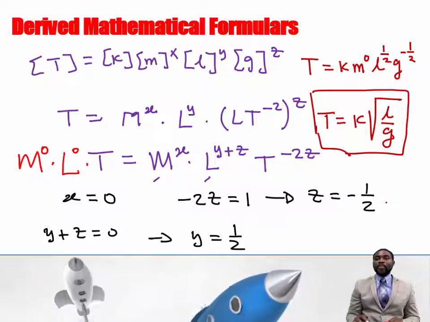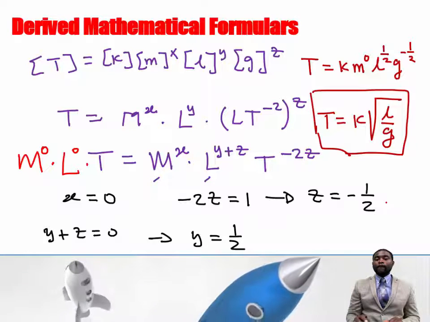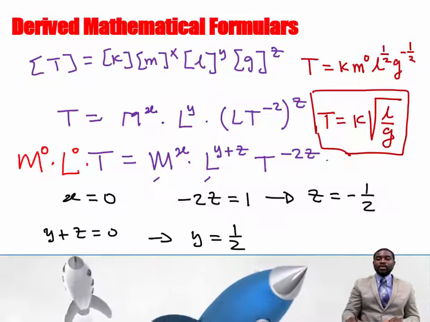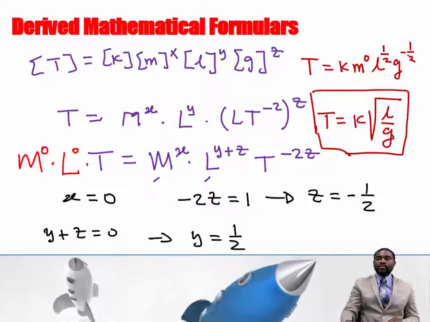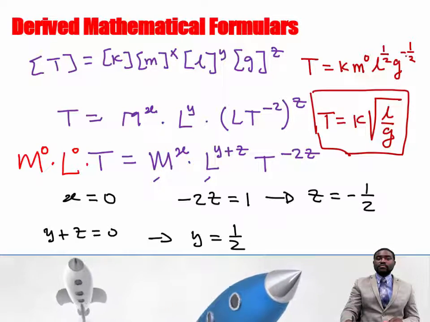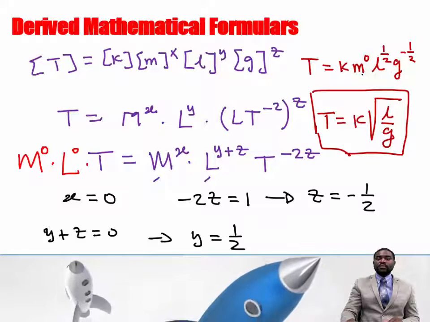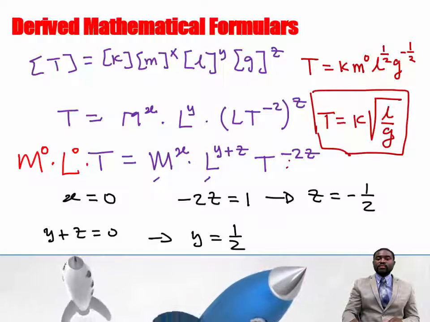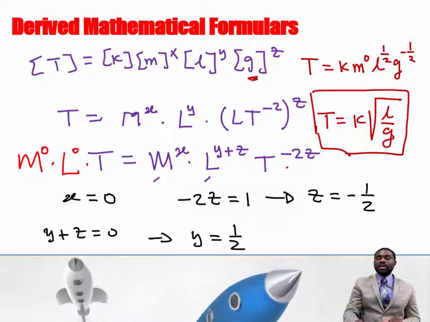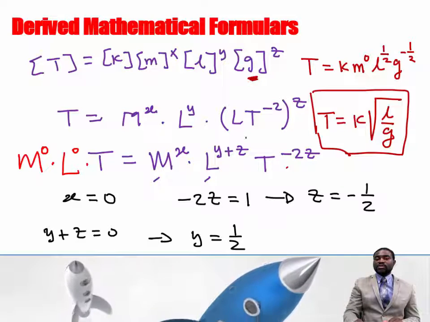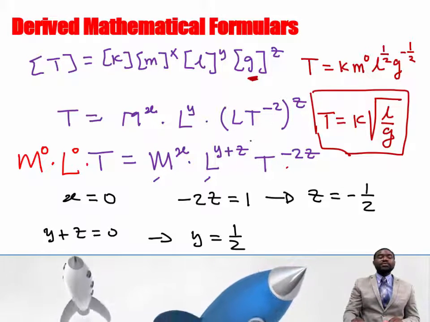Yes, please? Wait, sorry, how did you get the LT minus 2? You mean here, LT minus 2 to the power of z? G is acceleration. And we determined the dimension of acceleration to be LT minus 2, right?